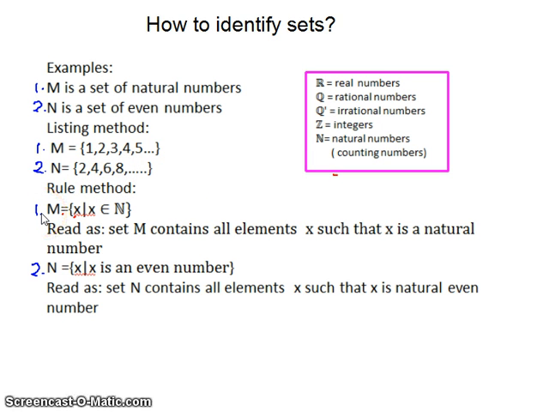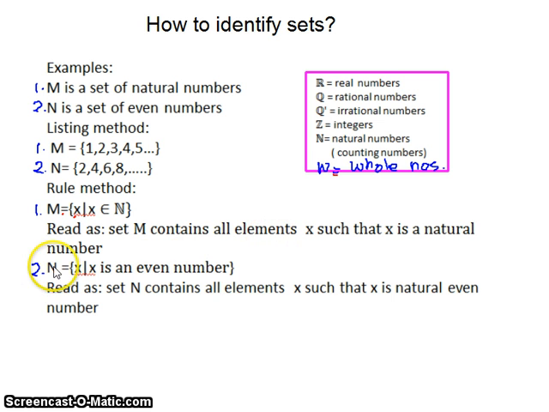And M by rule method, writing it by rule method, I have here M contains x such that x is an element of, this is the natural number symbol. So I have here a box of notation of set of numbers. I have here R for real numbers, Q as rational numbers, Q prime as irrational numbers, Z as integers, and N as natural numbers. I also must have here a W for whole numbers.